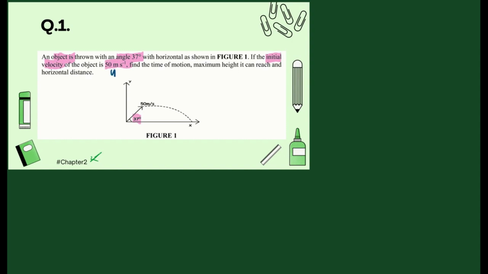the time of motion, so the first item that we want to find out; the maximum height, second item; and the horizontal distance. So make sure we know all the symbols of the quantity that we want to find out, height and also SS. Okay, height you can also write down as SY.